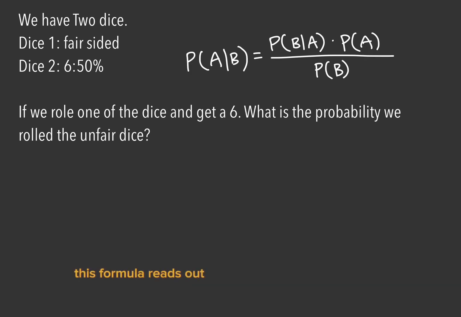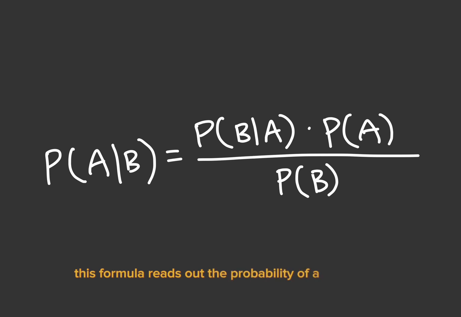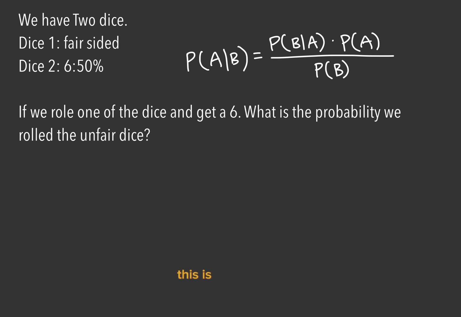This formula reads out the probability of A happening given that B has already happened, which is equal to the probability of B given that A has happened, times the probability of A divided by the probability of B. This is our formula, and the question is to find the probability we rolled the biased die and got a 6. So can you now see how this formula sounds similar to our question?